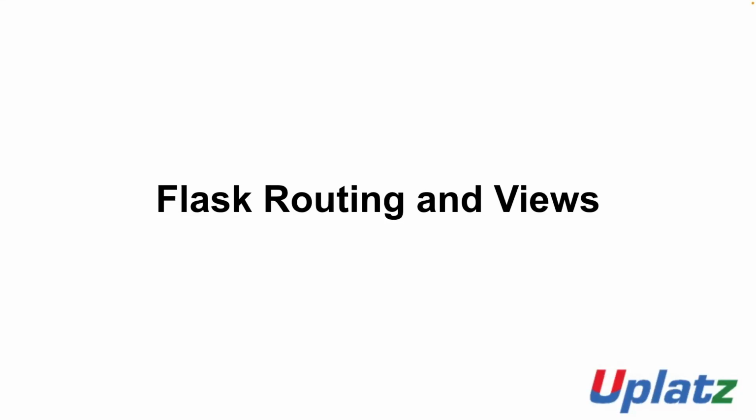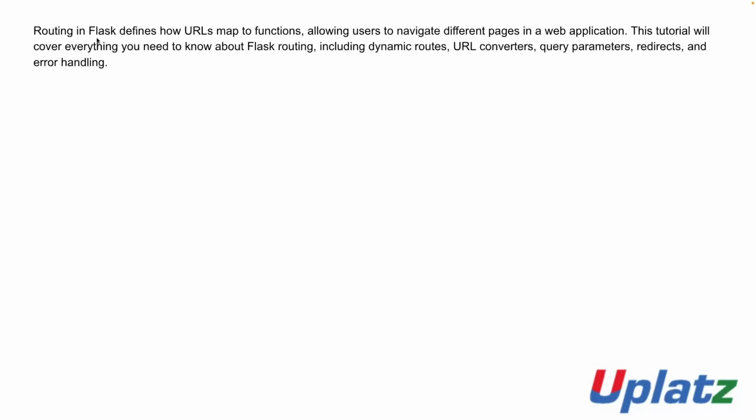Hello everyone. We shall start Flask Routing and Views today. Routing in Flask defines how URLs map to functions, allowing users to navigate different pages in a web application. This tutorial will cover everything you need to know about Flask routing, including dynamic routes, URL converters, query parameters, redirects, and error handling.